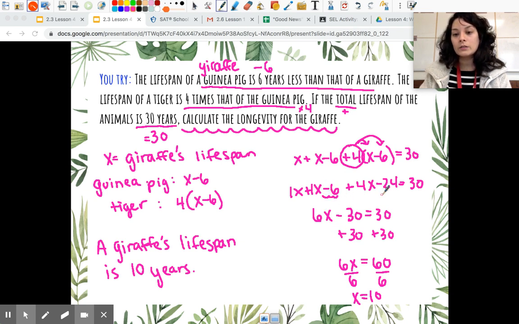Negative 6 minus 24, their signs are the same, so I'm going to add them together and get 30 and match the negative sign for the things I added. And again, this equals 30. At this point, it's a two-step equation. I undo the constant first, which was negative, by adding 30 to both sides. I get 60 on the right. And then the last thing I do is divide to get rid of that coefficient. And I got x is equal to 10. So then I just wrote my sentence. A giraffe's lifespan is 10 years.